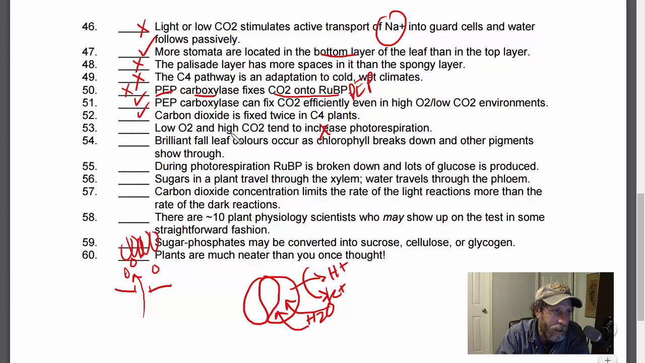Low oxygen and high CO2 tend to increase photorespiration. Well, that doesn't make sense. If you have high CO2, you're going to get your regular C3 cycle. Photorespiration is in low CO2 but high oxygen.